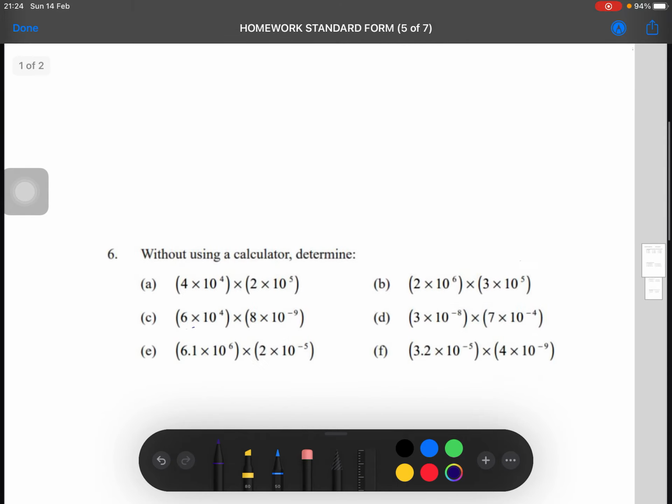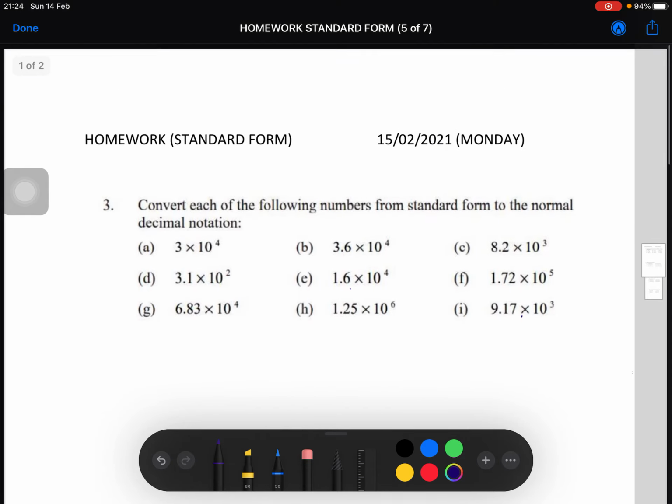Let's check together and compare your answer with my answer, whether your answer is correct or not. If the answer is correct, you mark a sign. For an incorrect answer, you do correction. Okay? We go to question 3 first.